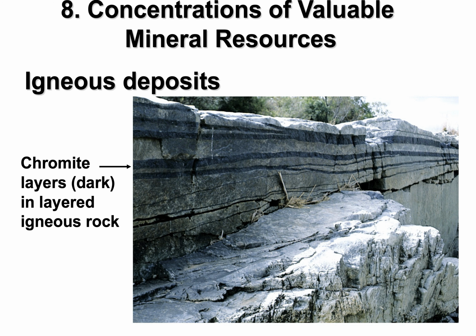So then here we have, for example, an igneous deposit. There we have chromite, and this chromite is forming dark layers in an igneous layered intrusion, for example. And I think this picture has been taken from the Bushveld complex in South Africa, which is a huge chromite ore deposit.